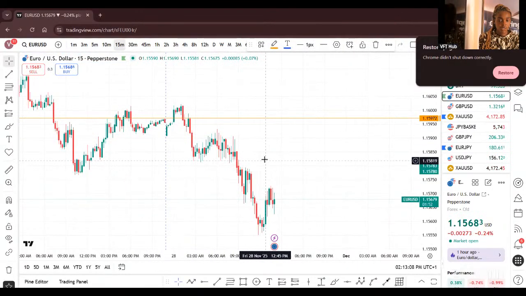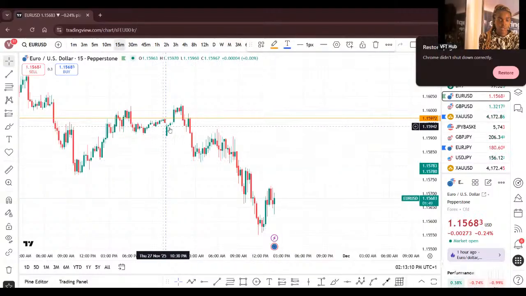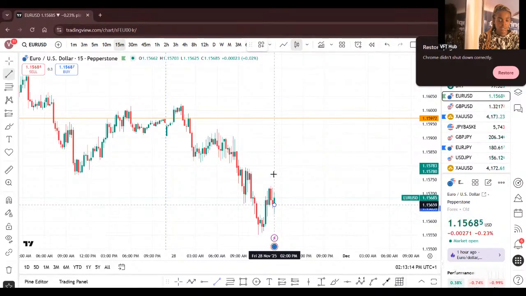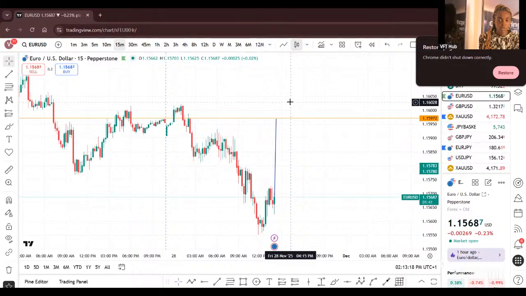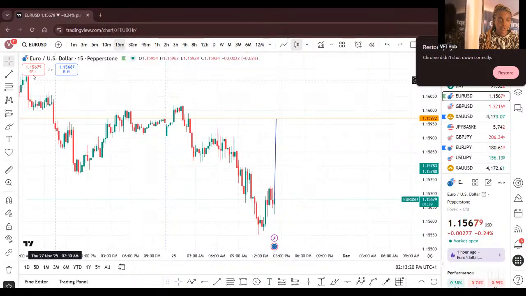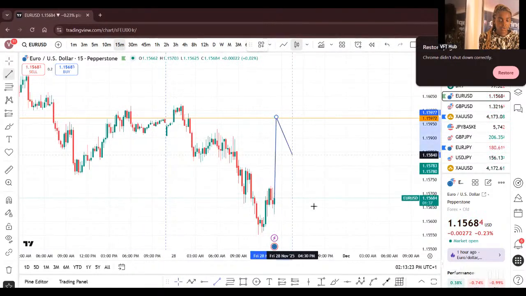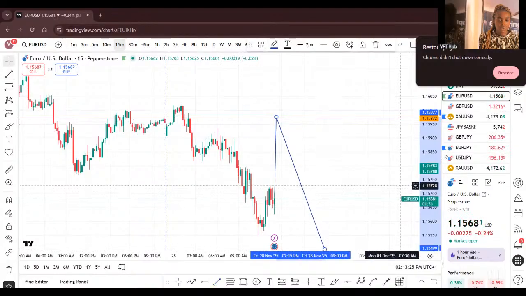Shoulder at 1.15972. Sweep to the upside, break to the downside. Once we see this retracement right back into this left shoulder at 1.15972, I'm more than willing to sell Euro USD.